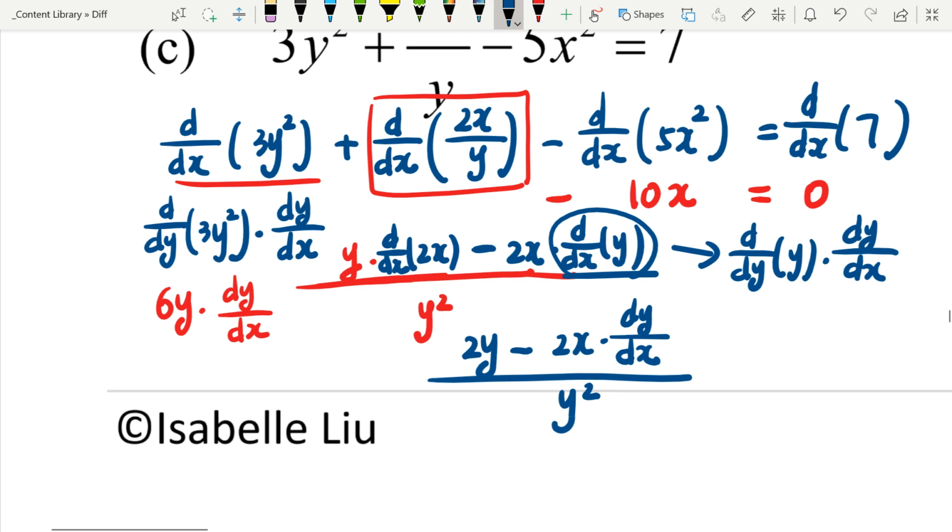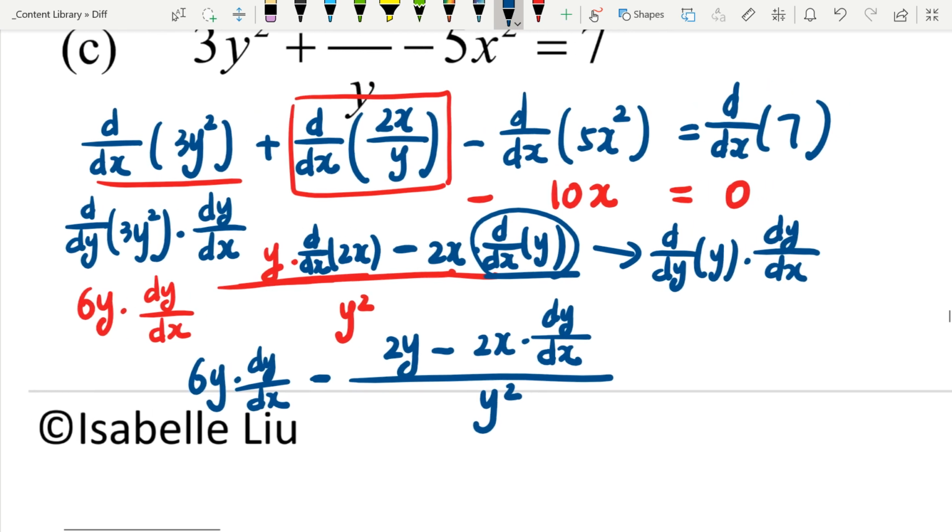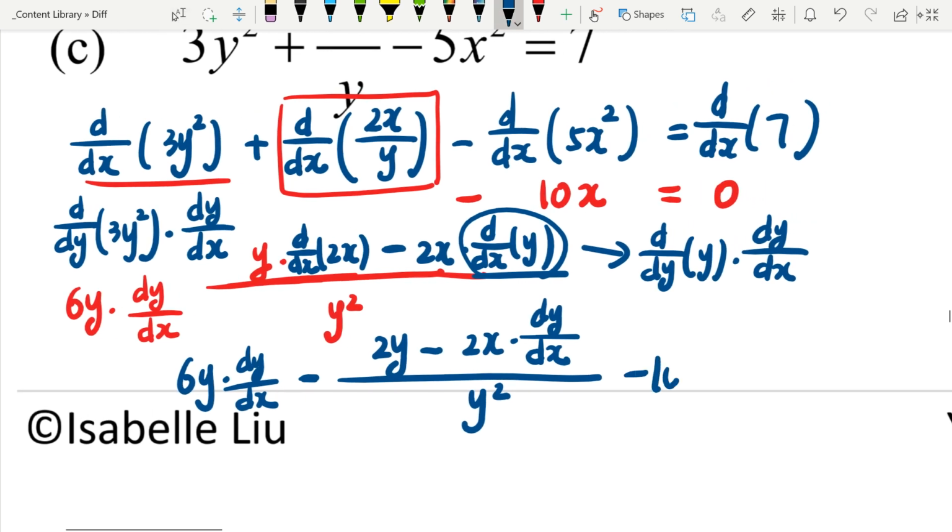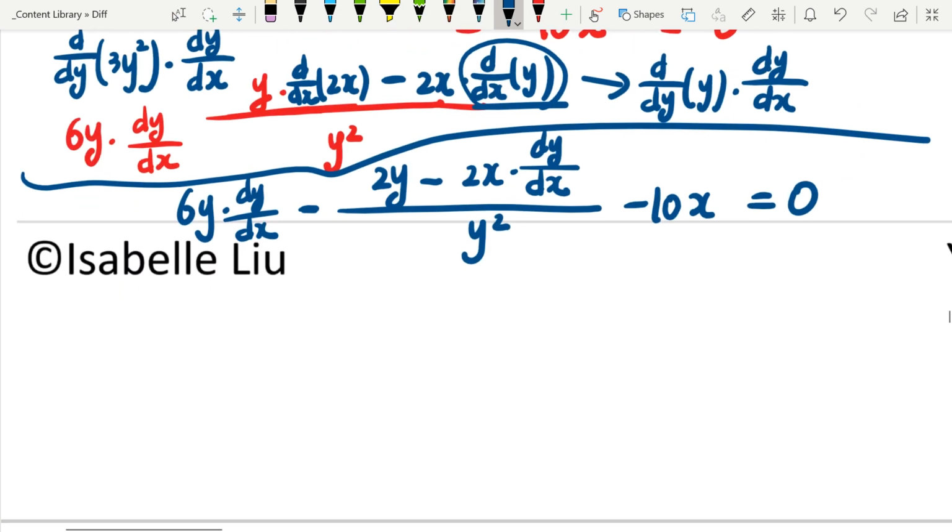Okay, what's the first term? The first term is 6y times dy dx. Because I write very detailed, that's why there's not enough space. You shouldn't write this much when you actually do these questions. And then minus 10x, that's the third term, and that equals 0. Okay, that's all the workings. So this is the actual thing: 6y times dy dx minus 2y minus 2x times dy dx over y squared minus 10x equals 0.